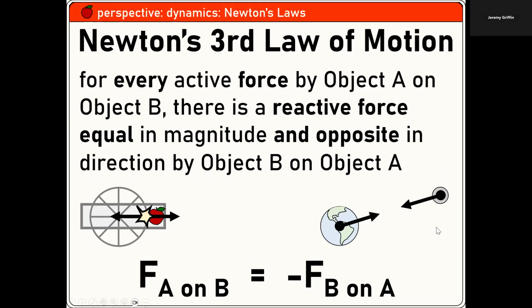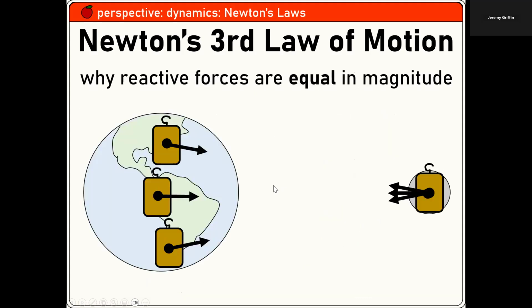But which force is bigger? Equal. Equal and opposite. Guys, it's the same force. The Earth pulls on the moon exactly as much as the moon pulls on the Earth. I can show you guys that here.